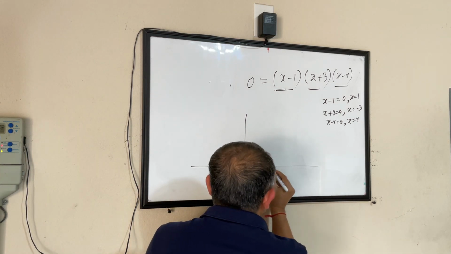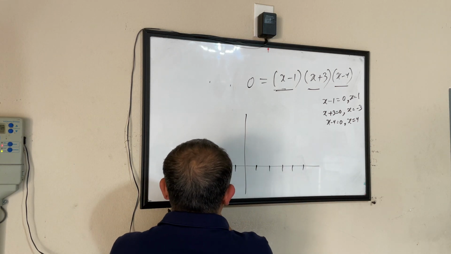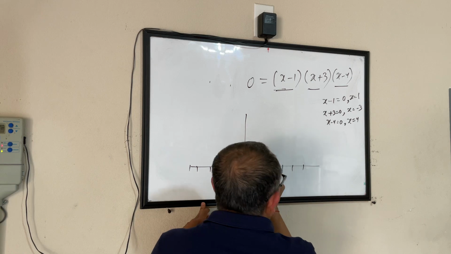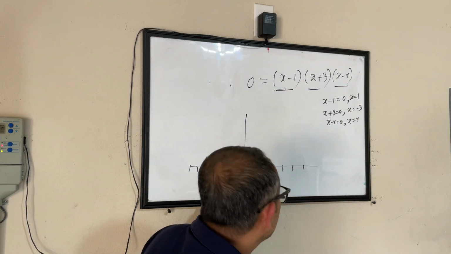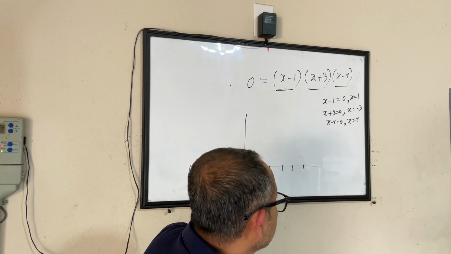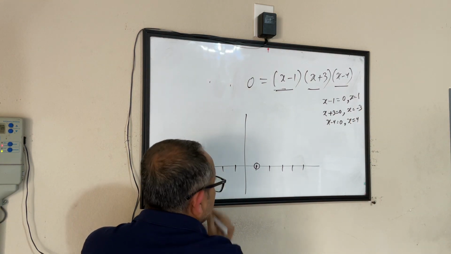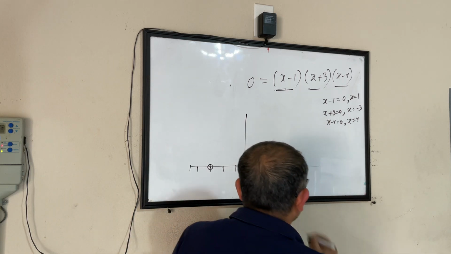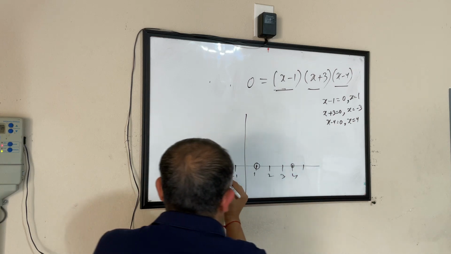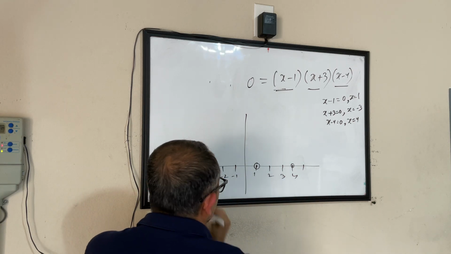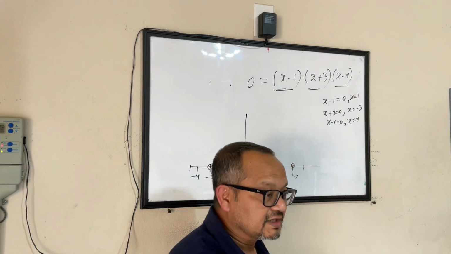If this is 1, 2, 3, 4, 5, minus 1, minus 2, minus 3, minus 4, minus 5. So one point is x equal to 1. This is one point where this polynomial is crossing the x-axis. Second point is when x equal to minus 3. So this is my second point. Third point is when x equal to 4. So this is my third point. 1, 2, 3, 4, minus 1, minus 2, minus 3, minus 4. So these are the 3 points where this polynomial is intersecting the x-axis.